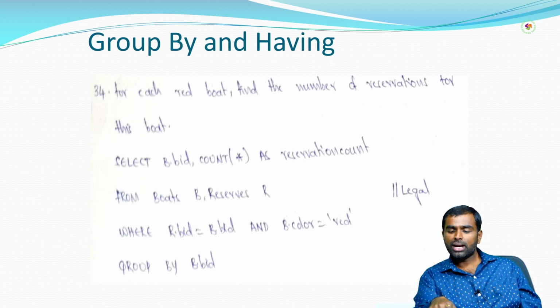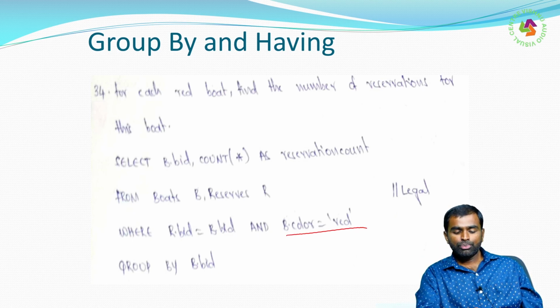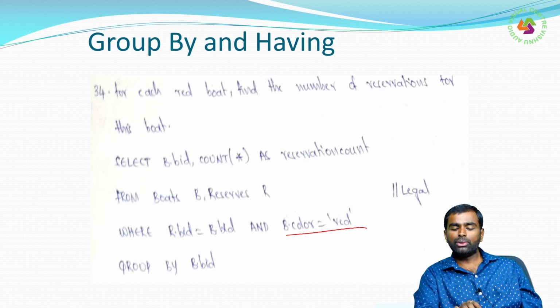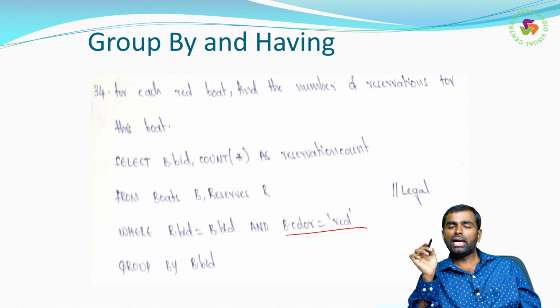For each red boat, find the number of reservations for this boat. Select B.BID, comma, count of star as reservation count. For each red boat, you have to give the color. It is needed for each record, so you give it in the where portion: B.color equal to red. From which tables do we need to retrieve the data? Here, boat, since red boat means boat color. In the boat table, you have BID, B name, B color.